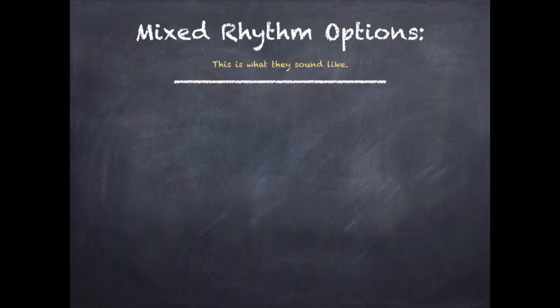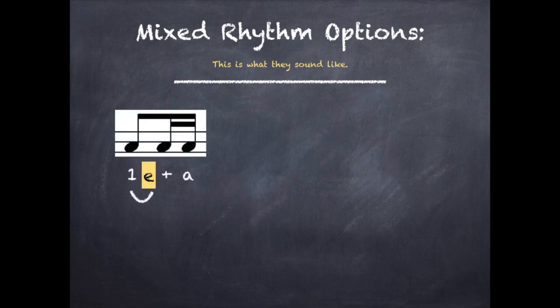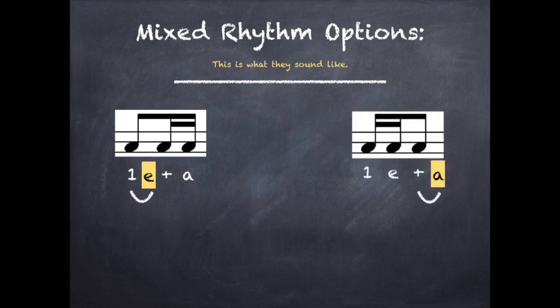So our mixed rhythmic options are 1 and a, 1 E and, 1 E a.